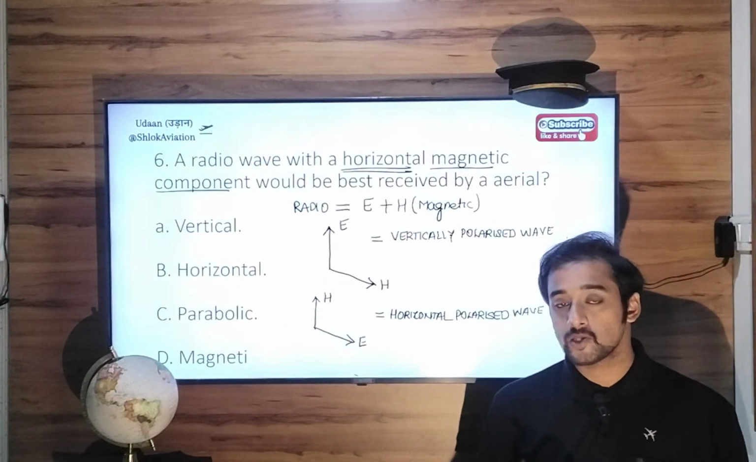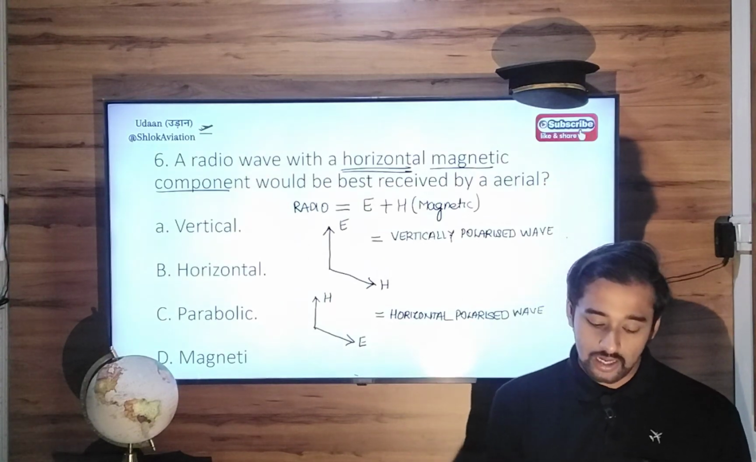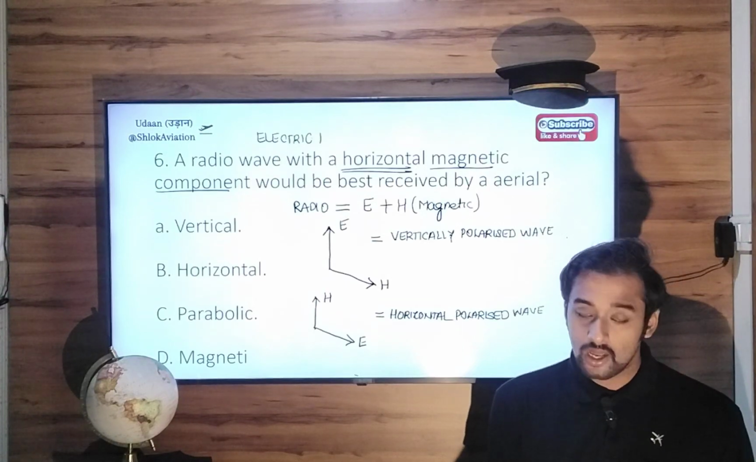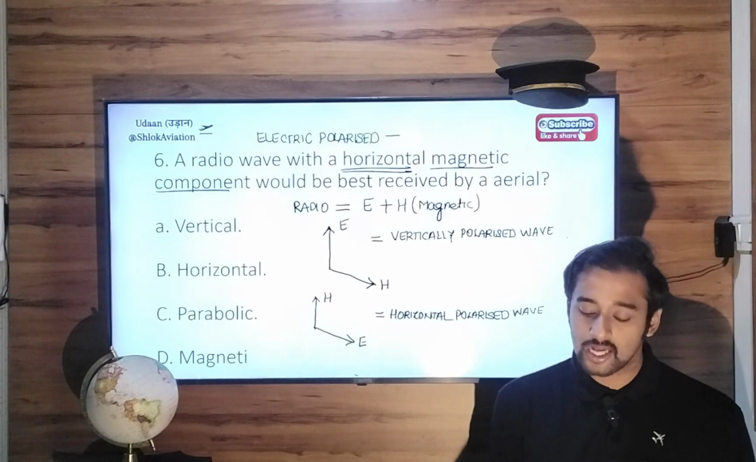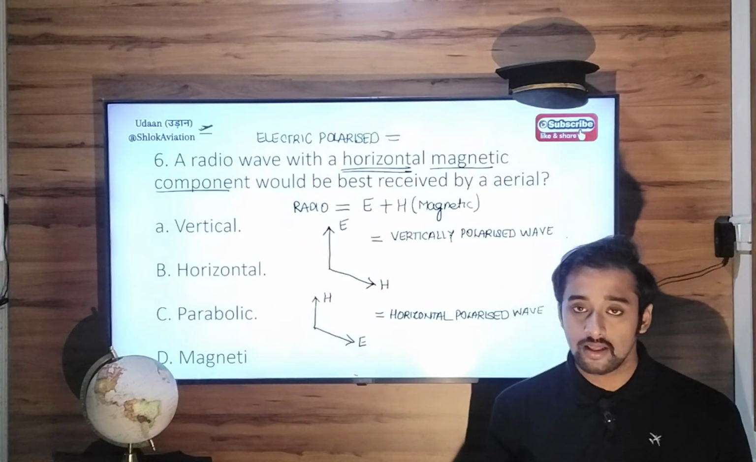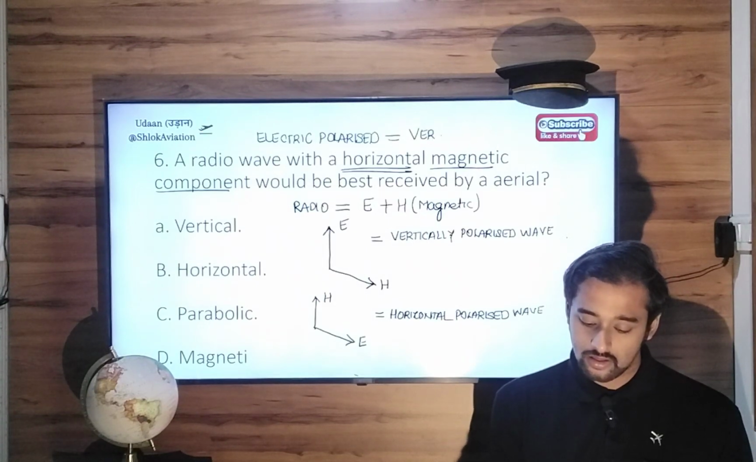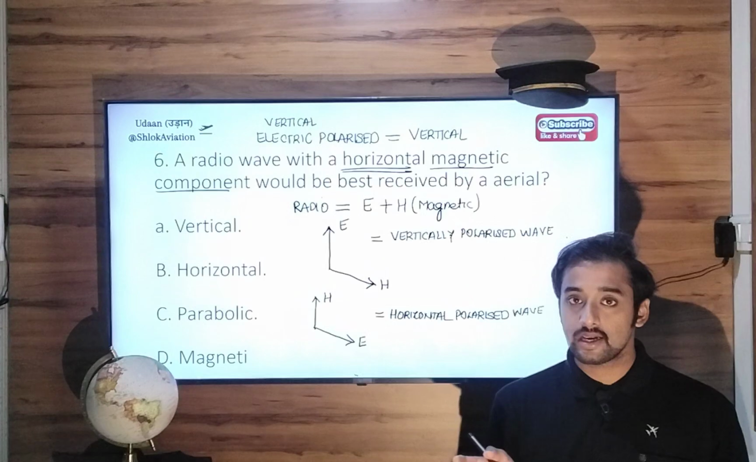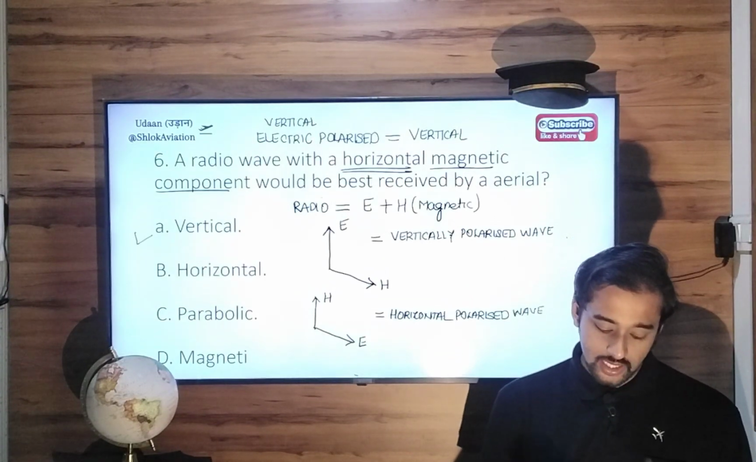If magnetic is horizontal, that means electric will be vertical, and therefore this wave will be called electrically polarized wave. An electrically polarized wave will be received by an aerial which is vertical. This is vertically polarized. Okay. So if electric is vertical, the aerial that will receive it will also be vertical. So answer is option A.